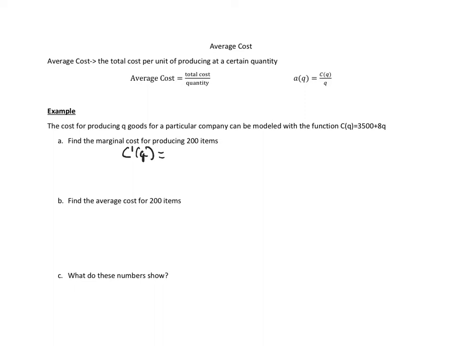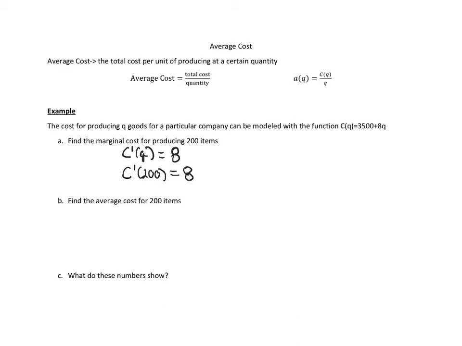And so here, C prime of Q, the derivative of 3,500 would be 0, and the derivative of 8Q would be 8. So C prime of Q is actually just a number, 8. So even if I plug in 200, C prime of 200, no matter what, we would get 8. So here, the marginal cost is 8. That tells us the cost for producing each additional item at this level would be $8.